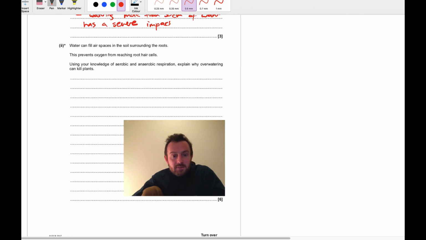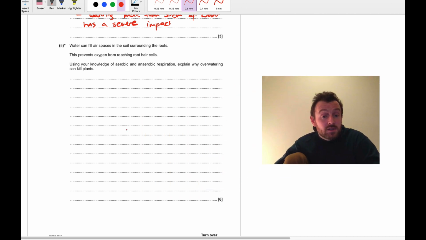Water can fill air spaces in the soil surrounding the roots. This prevents oxygen from reaching root hair cells. Use your knowledge of aerobic and anaerobic respiration. Explain why overwatering can kill plants. Now, if you're in my class, I gave you a bit of a clue before you did this, because I said that anaerobic respiration produces less ATP. So let's follow this through.